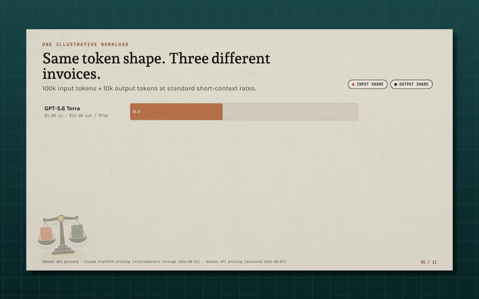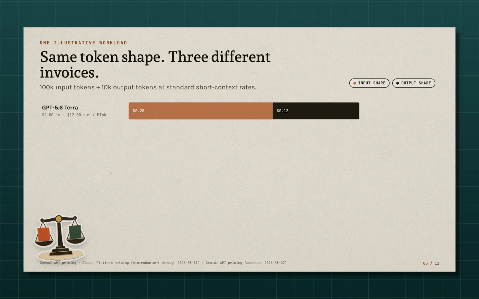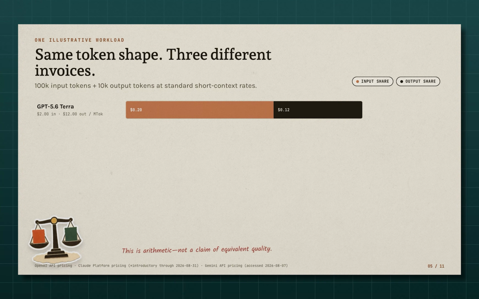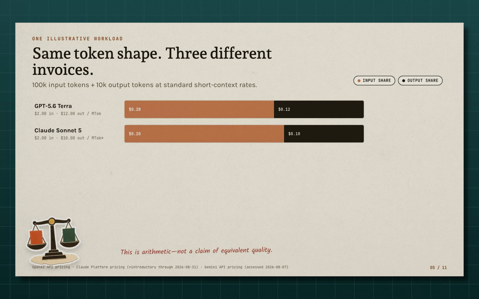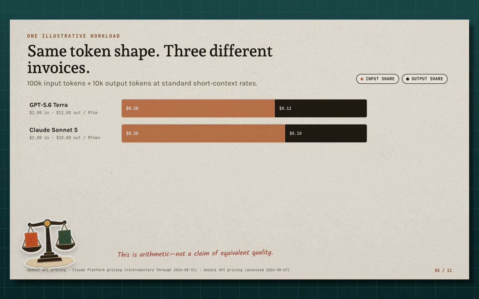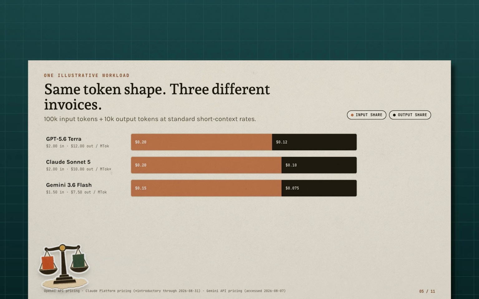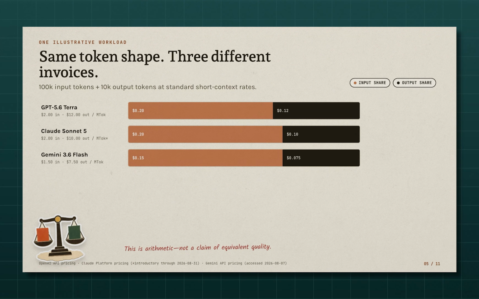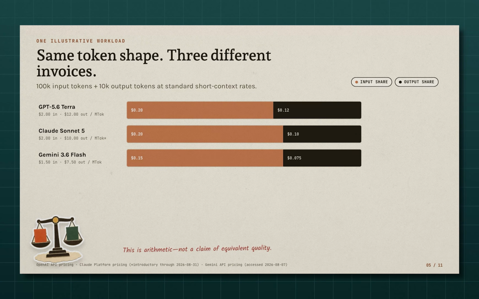So now we can look at the API prices, but we need to keep the comparison honest. As of today, OpenAI's everyday GPT 5.6 Terra model lists at $2 per million input tokens and $12 per million output tokens. Claude Sonnet 5 is temporarily $2 for input and $10 for output through the end of August. Now, Anthropic says that moves to $3 and $15 starting September 1st, but who knows? Gemini 3.6 Flash lists at $1.50 for input and then $7.50 for output, including thought tokens.